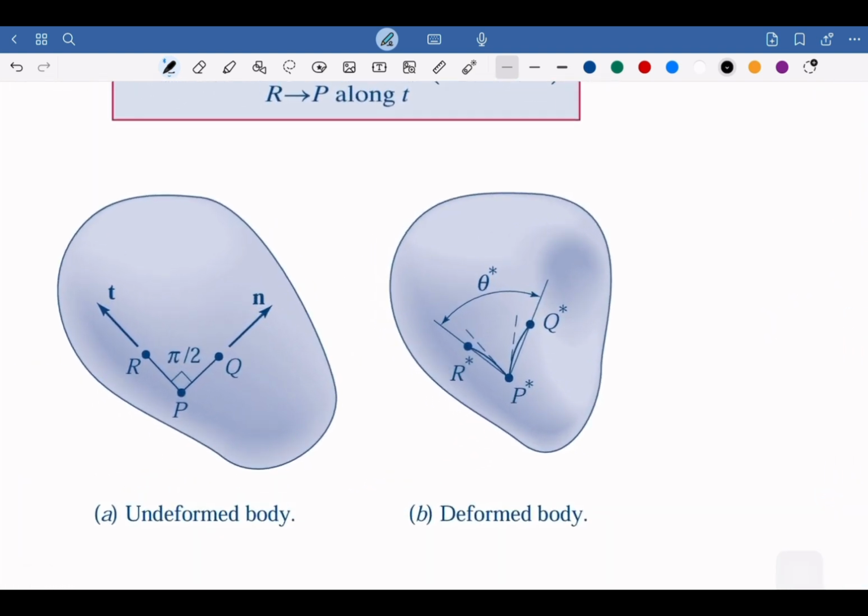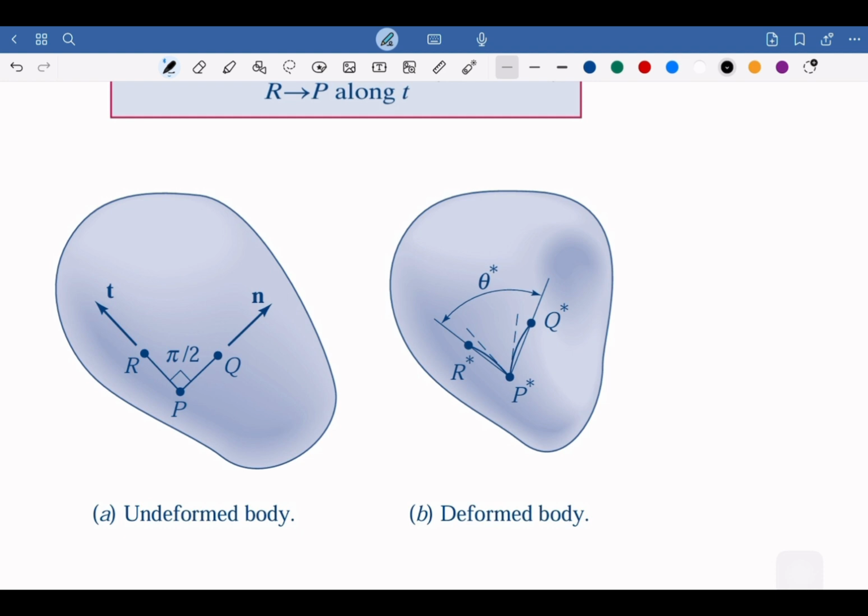And then perhaps we are going to have some points. Let's say we have 3 points R, P, Q. So we observe the PR as direction T and PQ as direction N. Okay. And then there will be some deformations in which this line PR and PQ will change, which means the straight line will become an arc, and then the angle in between these two lines will be changed.